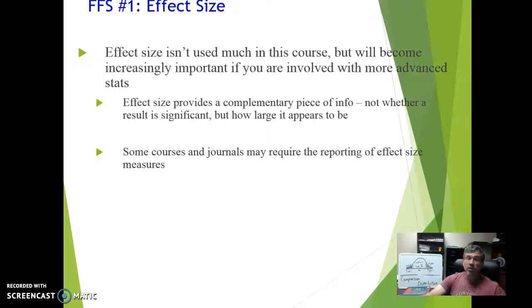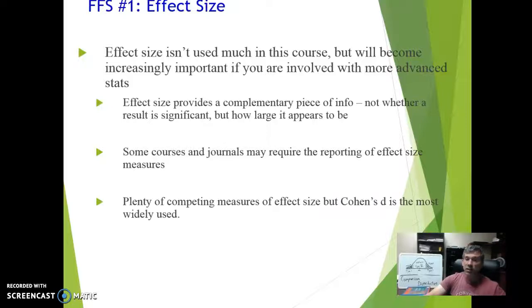Some courses, especially in graduate school, some journals may require you to report effect size measures. There are lots of different ones, but the one you just saw the formula for is called Cohen's d. It's by far the most widely used, but there are lots of different options.